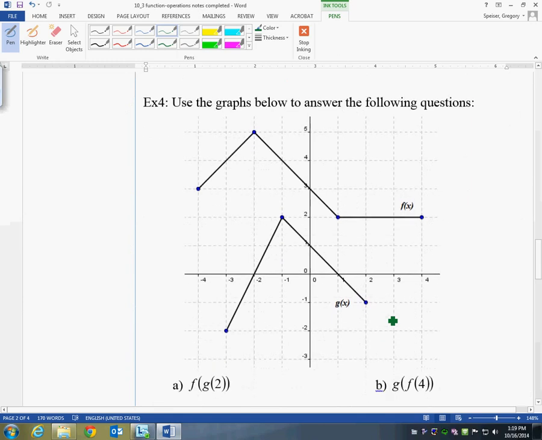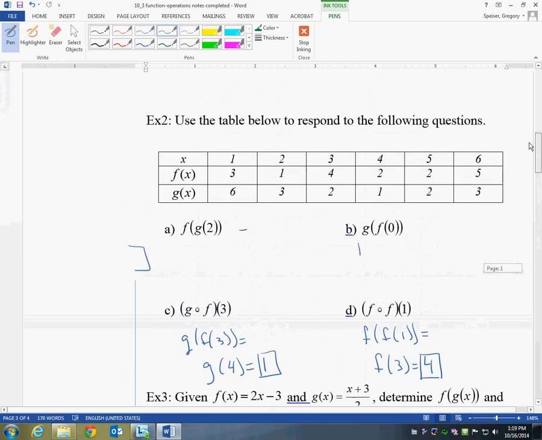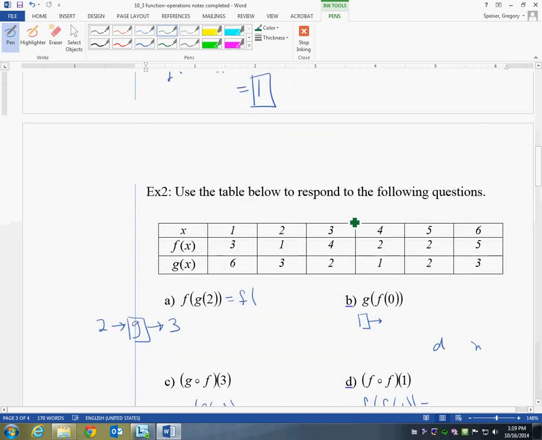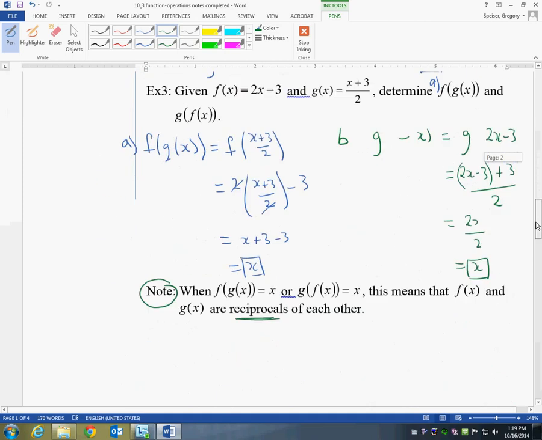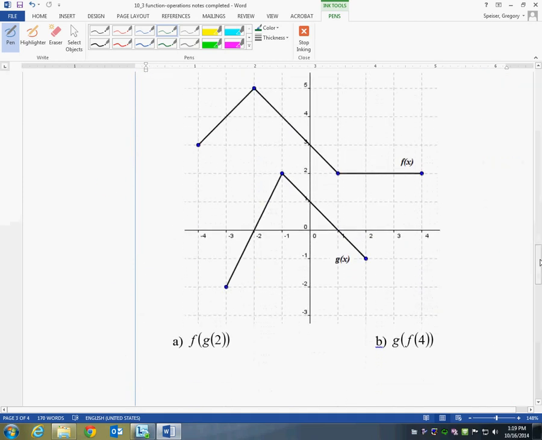Use the graph below to answer the following questions. Now this is a lot like what we had here from the table, except for the difference between having this table of values and the graph is that we plug in an x, and here we just looked at the table. On the graph we have to look at the y value on the graph. But it's the same idea.